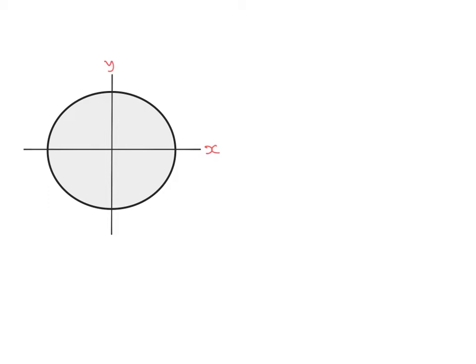So, to start with, we all know a circle has a centre. Now, in this case, if we're using the xy axis, the centre of this circle is 0, 0, which is also called the origin. So this circle has centre 0, 0, or the origin.